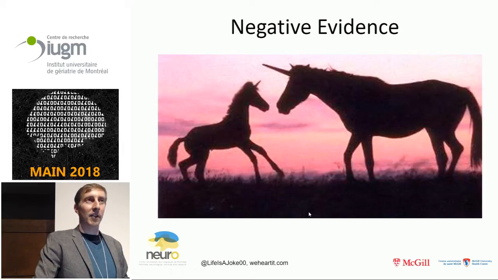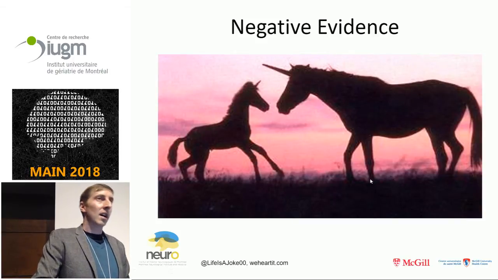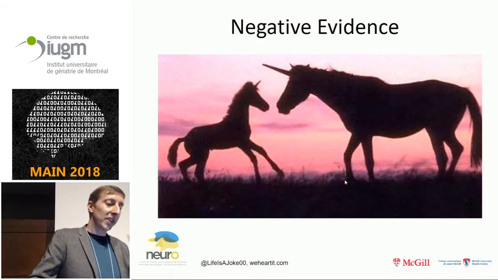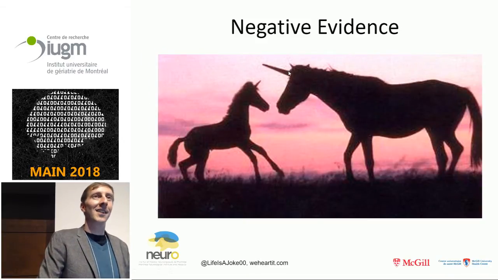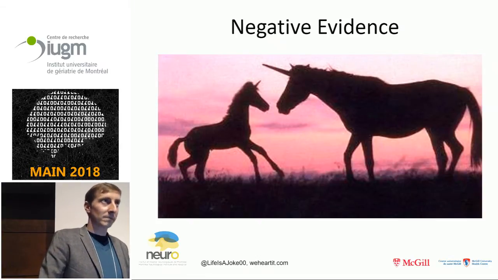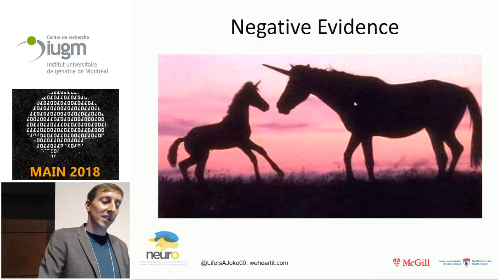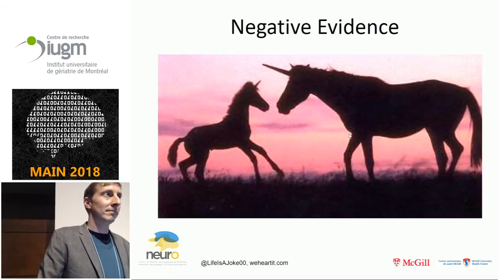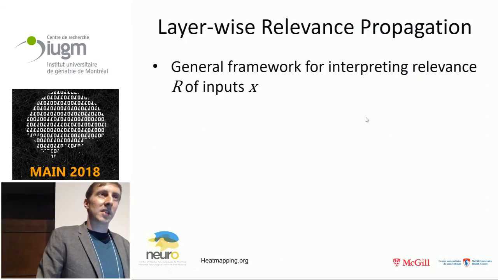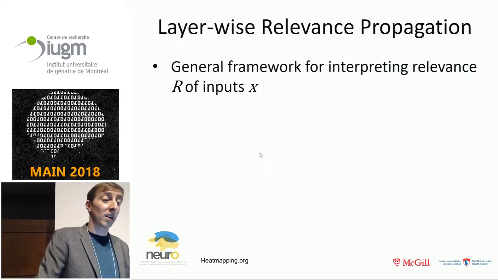So negative evidence is, I think, very important. If you look at this image really quickly, it's two horses. But then you see there's this thing here. It's no longer a horse. This must be a narwhal or a unicorn. And there's probably way more positive evidence for a horse than negative evidence, but it's pretty clear to us that it's not a horse as soon as you see the horn. And this is really the major advantage of the layer-wise relevance propagation framework.